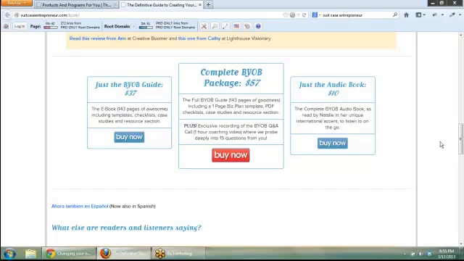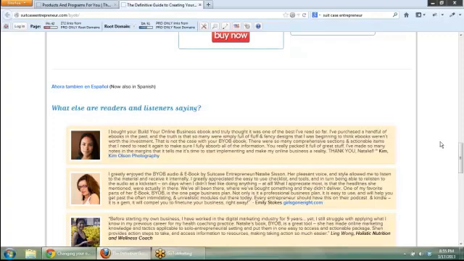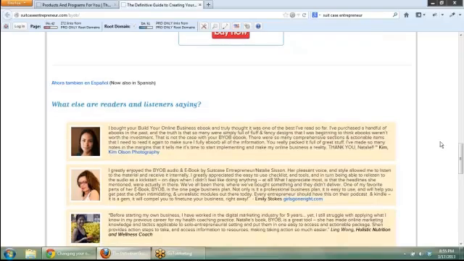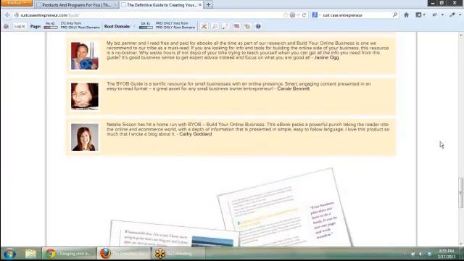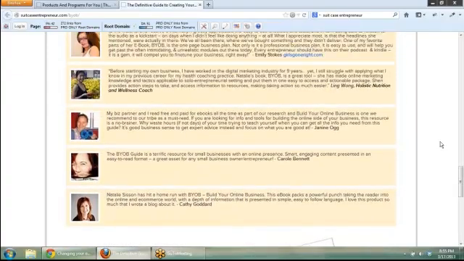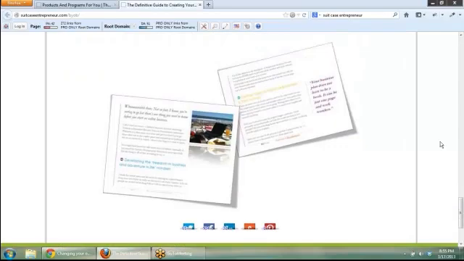I like how clean it is, what they're going to get. They know exactly what they get for their $57. And then what else readers and listeners are saying, and this kind of brings back this proof again that this is something that's really going to help them through that process of starting their own business. Then you have some actual photos from the book, which is good. Yeah, just so people know what's inside the covers.